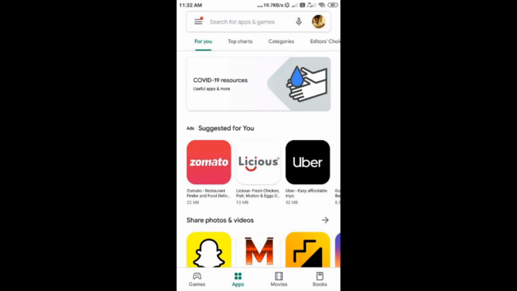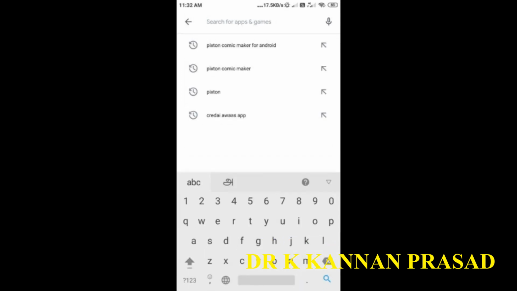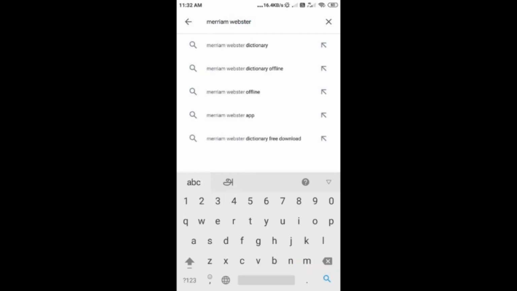So this, that you would recognize, is the layout of the Google Play Store, which is in your smartphone. You could type Merriam-Webster dictionary, and then Google automatically suggests certain dictionaries for you.